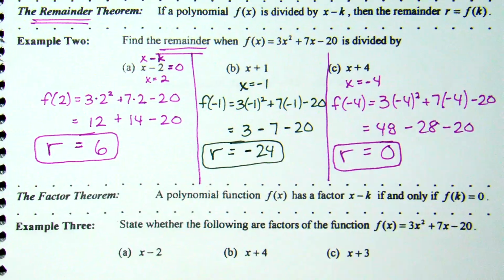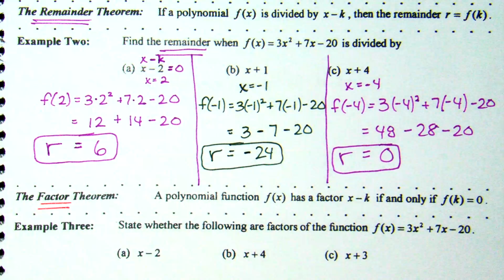Okay, because the factor is given as x plus 3, we're going to plug in negative 3. So f of negative 3: 3 times negative 3 squared, what's 7 times negative 3, minus 20. Negative 3 squared is 9. 3 times 9 is 27. I'm going to keep working. 7 times minus 3 is minus 21, minus 20. So 27 minus 21 minus 20 is what?